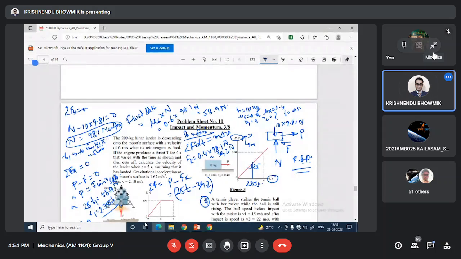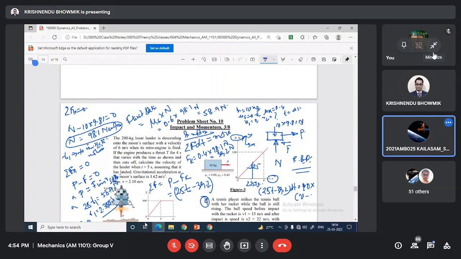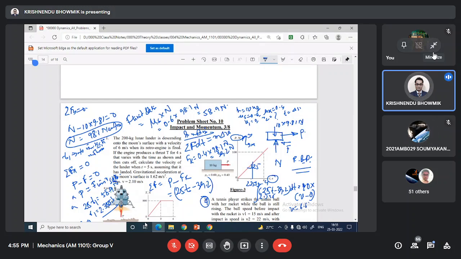(25T minus 39.2). That is summation F. Now we can write that integral of (25T minus 39.2) dt equal to m, M is given 10, multiplied by v minus 0. What is initial velocity? 0, final velocity is v. What is the limit of the integration? Upper limit 4, lower limit 2.355. Then you can get v equal to 6.61 meter per second.